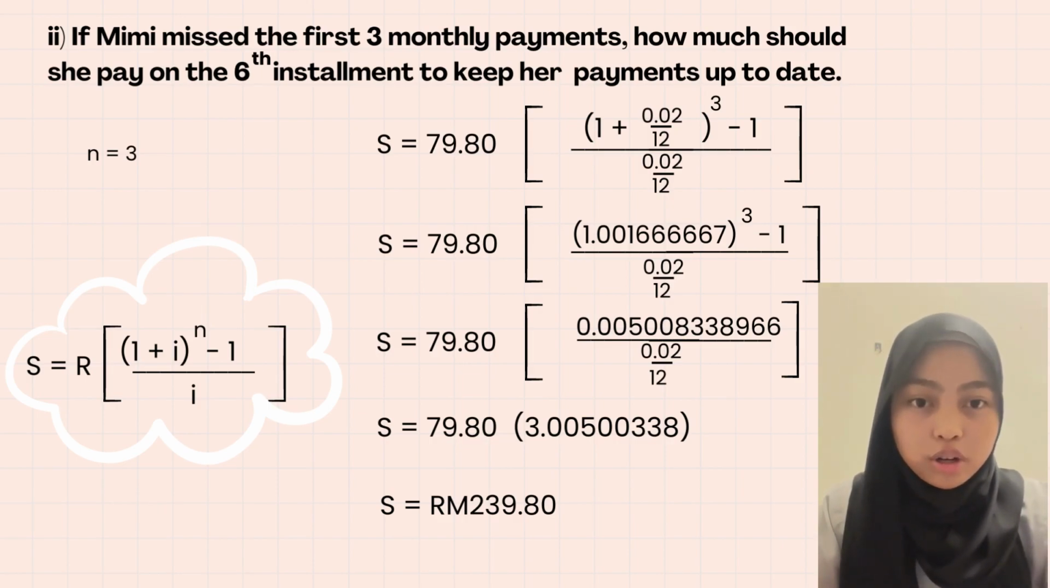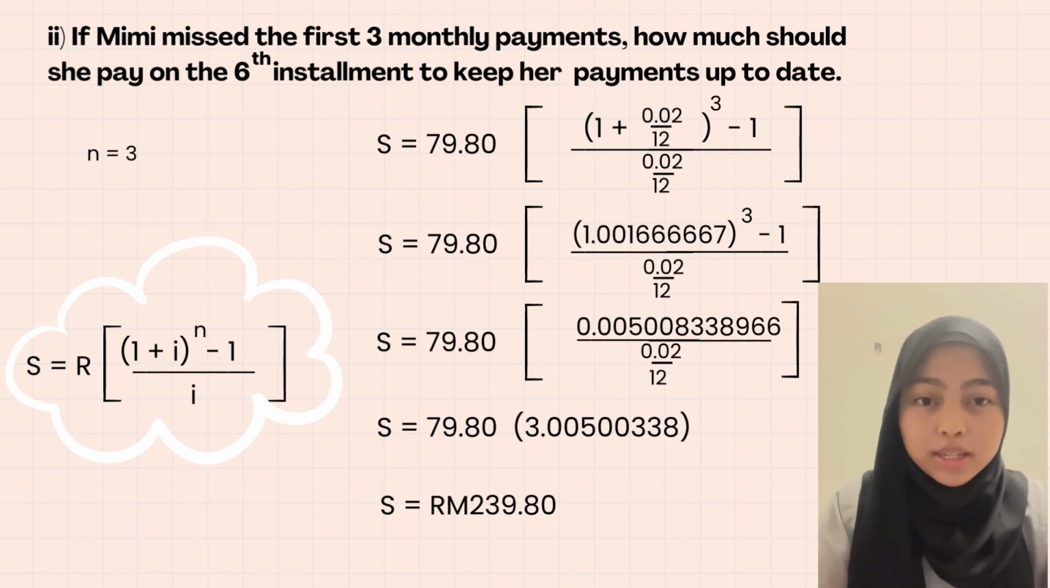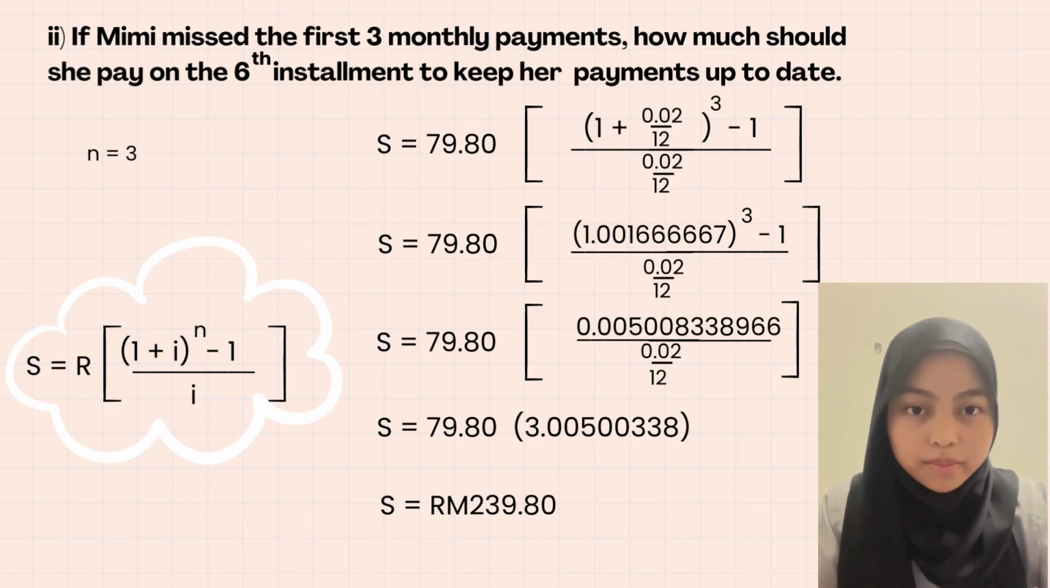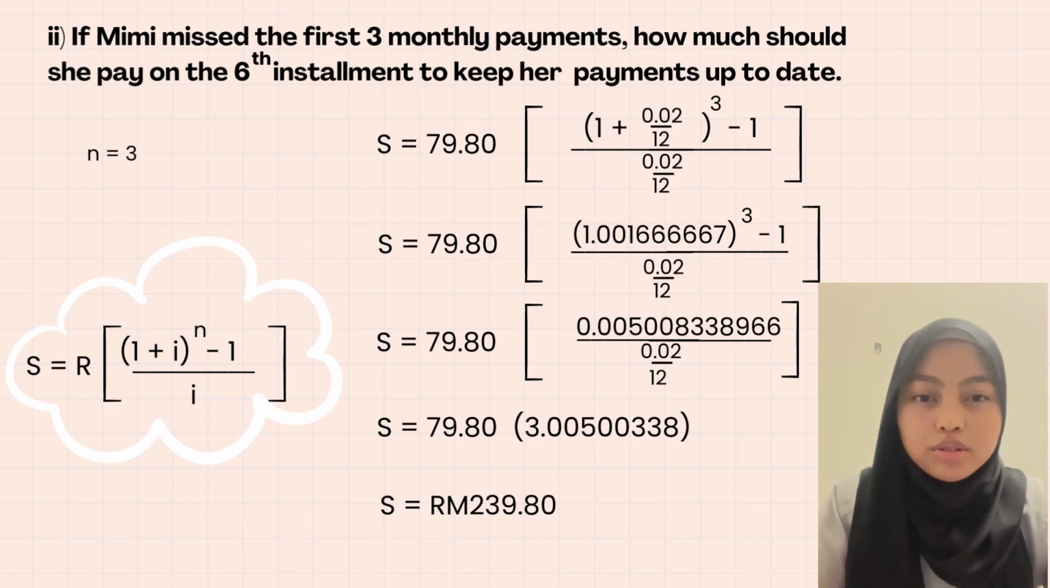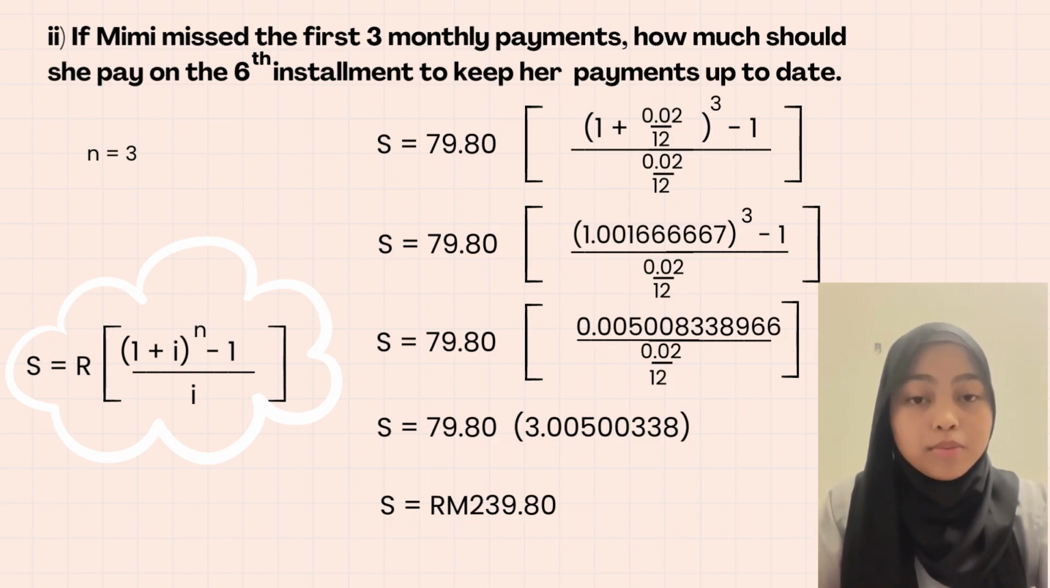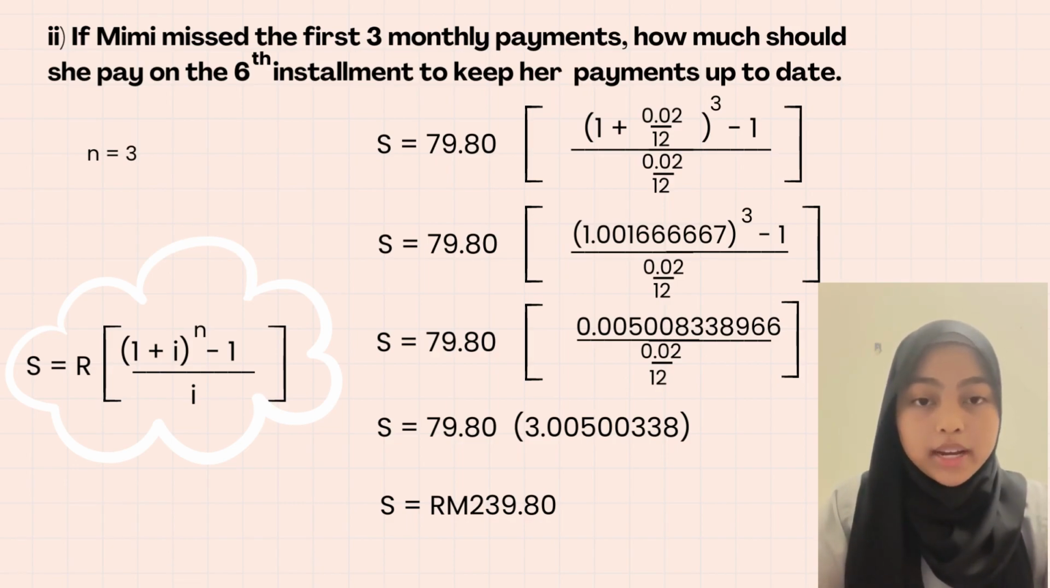Next question, if Mimi missed the first 3 monthly payments, how much should she pay on the 6th installment to keep her payments up to date? So for this question, the keyword is 3 monthly payments, which is N equals 3. For this question, we need to use the formula of savings. As you can see, I already put the formula. S equals R in bracket, open bracket 1 plus I close bracket to the power of N minus 1, divided by I, and close the bracket.